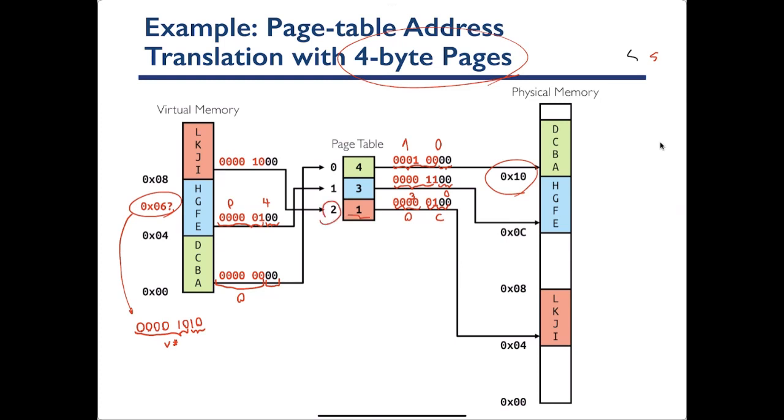So if we want to construct the physical number, it's going to be 1. And then we're going to copy the offset. Now, what is this number? So this is 0. This one is 4 plus 2, 6. So it's going to go to address 06. So somewhere here.